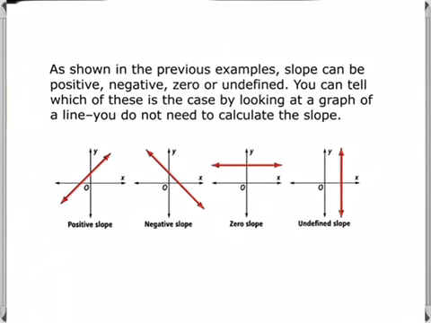So if you have a graph in this case where it is going from left to right, the line appears to be increasing or going up, that is a positive slope. If you're looking from left to right and your line is going down, that is a negative slope. If your line stays constant or flat, this is a horizontal line and it has a 0 slope. And if your line is straight up and down, that is a vertical line and it has an undefined slope.